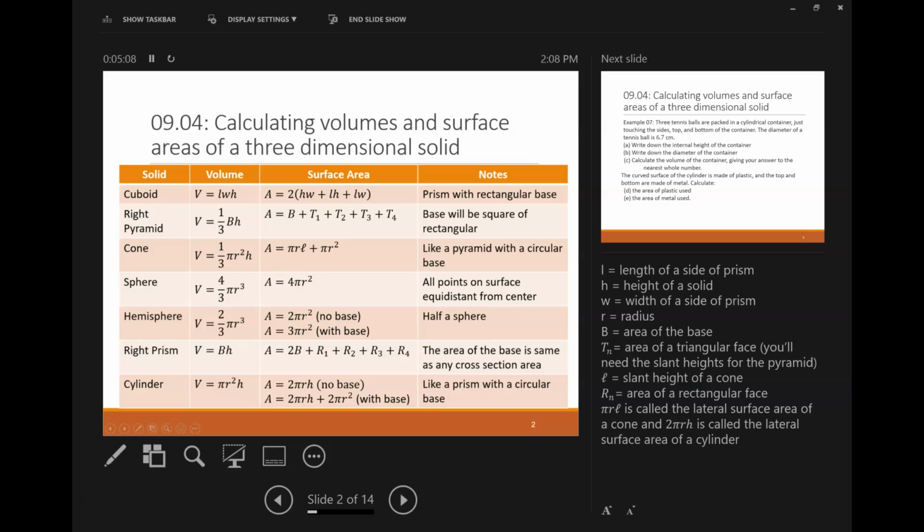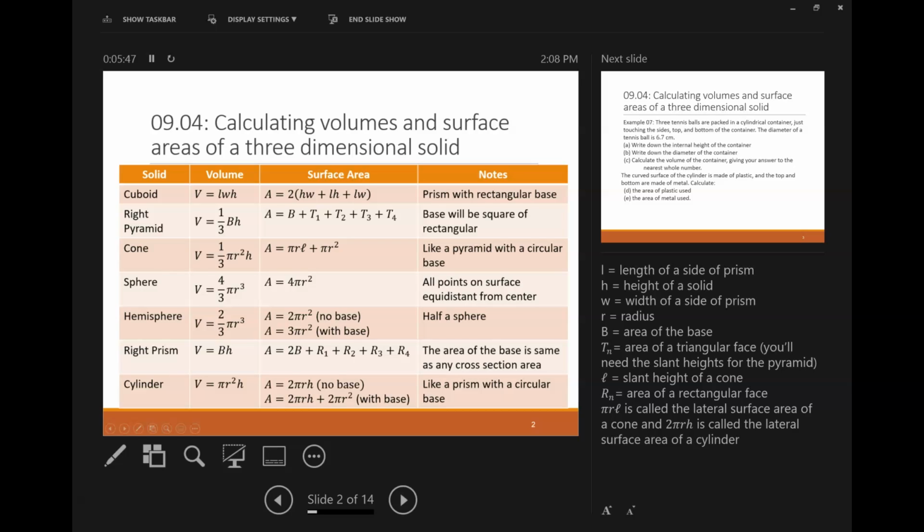A right prism, again, capital B is area of the base. What do you think this R1, R2, R3, R4, etc. is? Good, it's the area of the rectangular faces. Very good. If the base is a regular figure, like a square, all those rectangles will be the same. But if that base is not regular, like a rectangle or something, where all the sides aren't the same, the rectangles would not be the same, right? Not all of them. Everybody's okay there? And then cylinder, same idea, right?